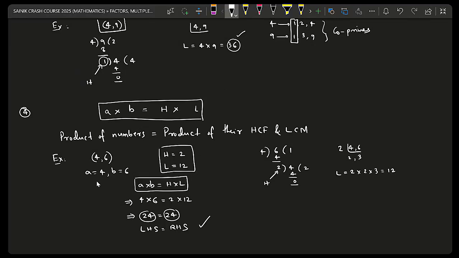So, 4 into 6. What is the answer we got? 4 into 6, I am asking. 24. Now, HCF is 2, LCM is 12. I am multiplying HCF and LCM: 2 into 12. Am I getting the same answer, 24? Yes. So the product of the numbers and the product of their HCF and LCM are always going to be equal. Okay, Nishika? Okay, sir.